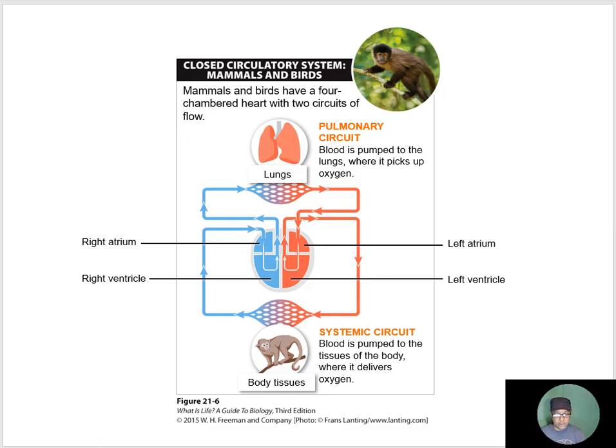Now, let's take a look at the closed circulatory system of mammals and birds. This is what we have, right? So we have a four-chambered heart, and that means there's two circuits of flow. So let's follow the flow. So we have deoxygenated blood that is coming into the right atrium, and we pass a valve here, and the blood flows into the right ventricle, and there's another valve.